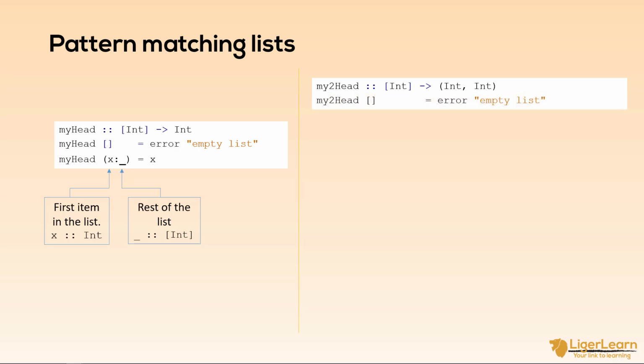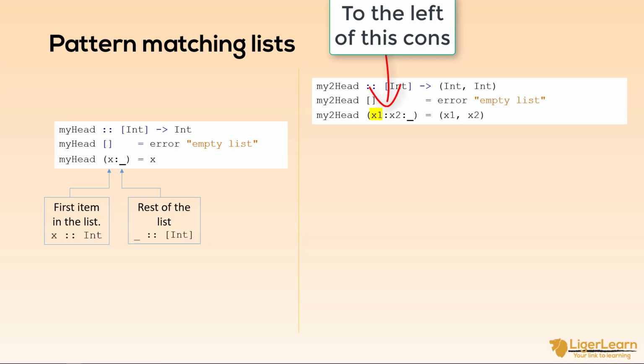Well, for the case where we have an empty list, it is the same as the myHead function. We just throw an error for the sake of simplicity. Now here is how we pattern match on the first 2 items in the list. Our pattern match can be read as x1 cons x2 cons the rest of the list. Remember, what is to the left of the cons is always going to be an item in the list, and so for x1 we know it is of type int.